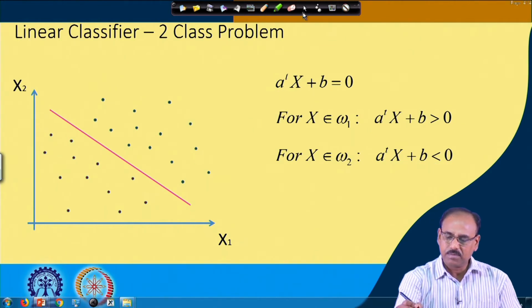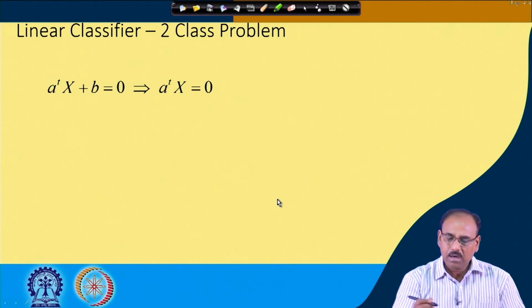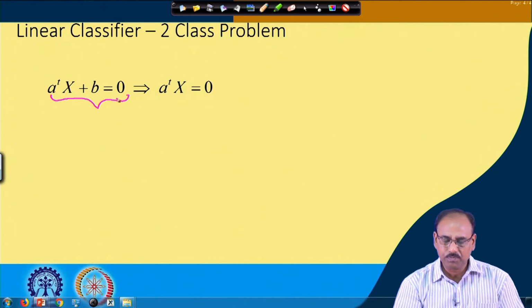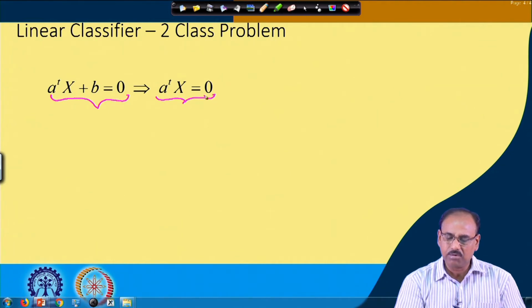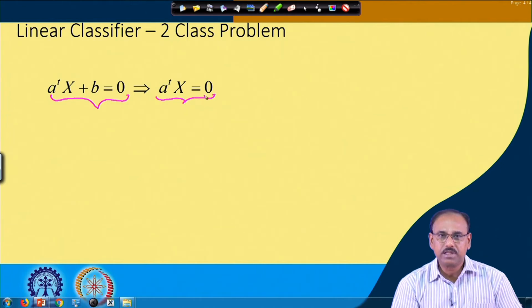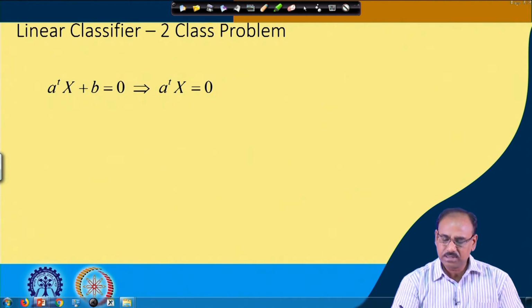Now, given this, I can also represent this equation A transpose x plus b equal to 0 in a unified form, A transpose x equal to 0. And for writing this equation in the form A transpose x equal to 0, I have to do certain modifications. So, what are those modifications?